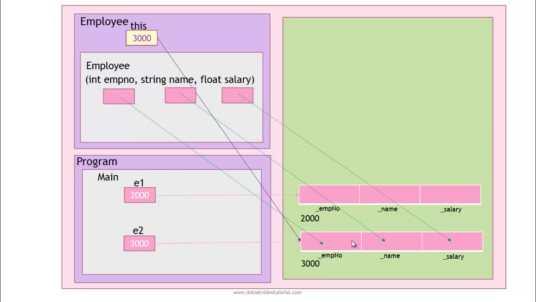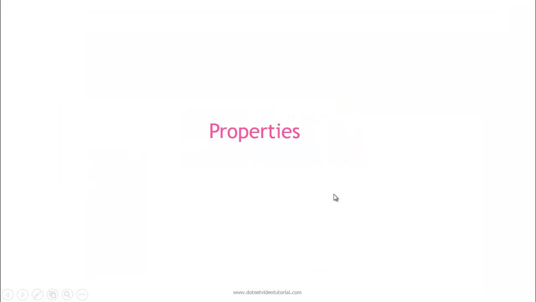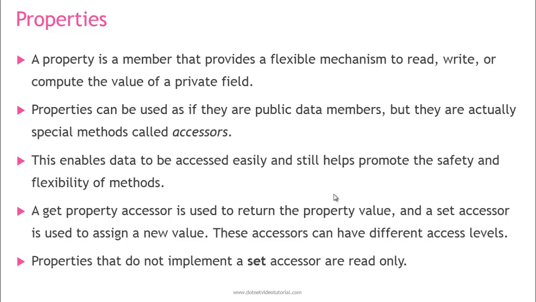So now it should be very clear. Now the next very important member of a class is what? Properties. Till then we have seen classes can contain private fields, public methods, then we have seen constructor. Same way, one very important member of a class is property. A property is a member that provides a flexible mechanism to read, write or compute the value for a private field.